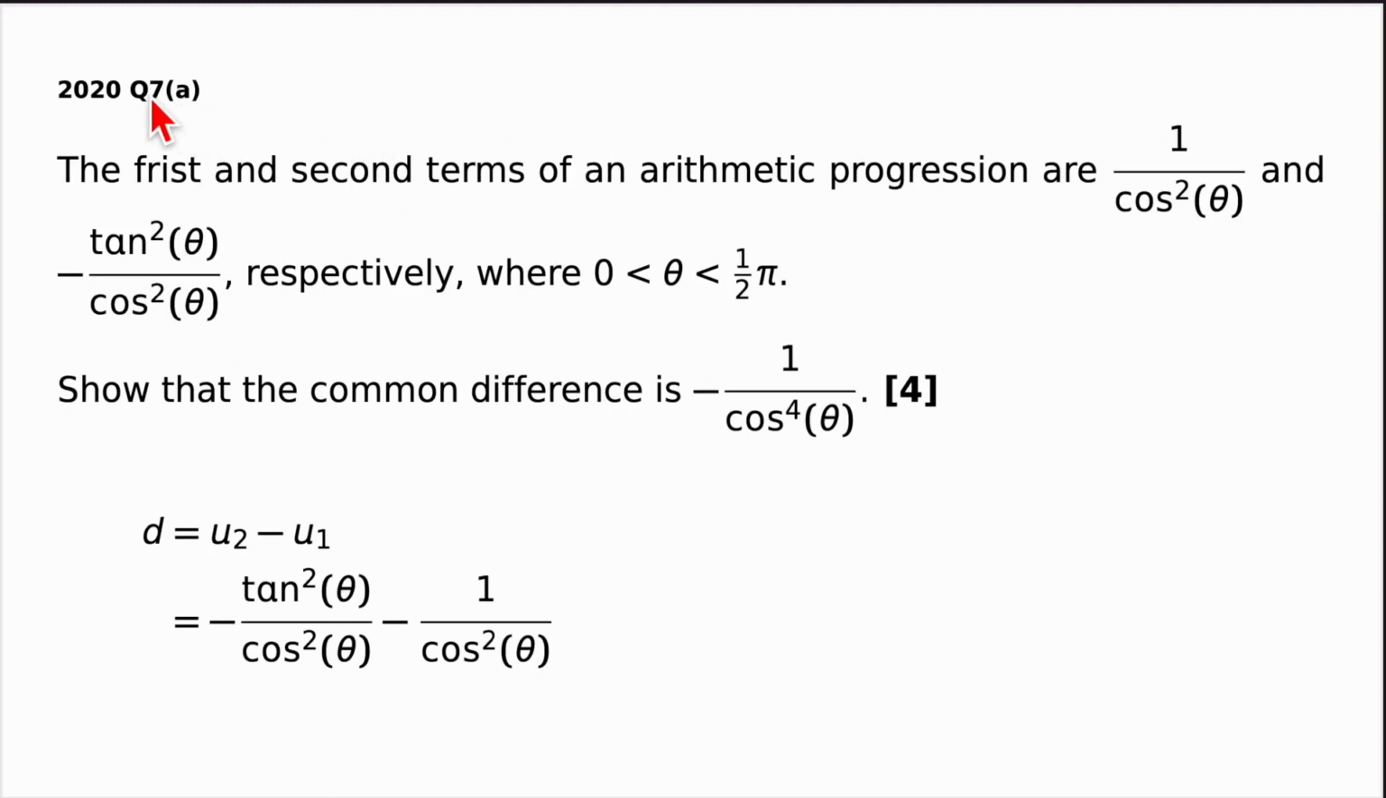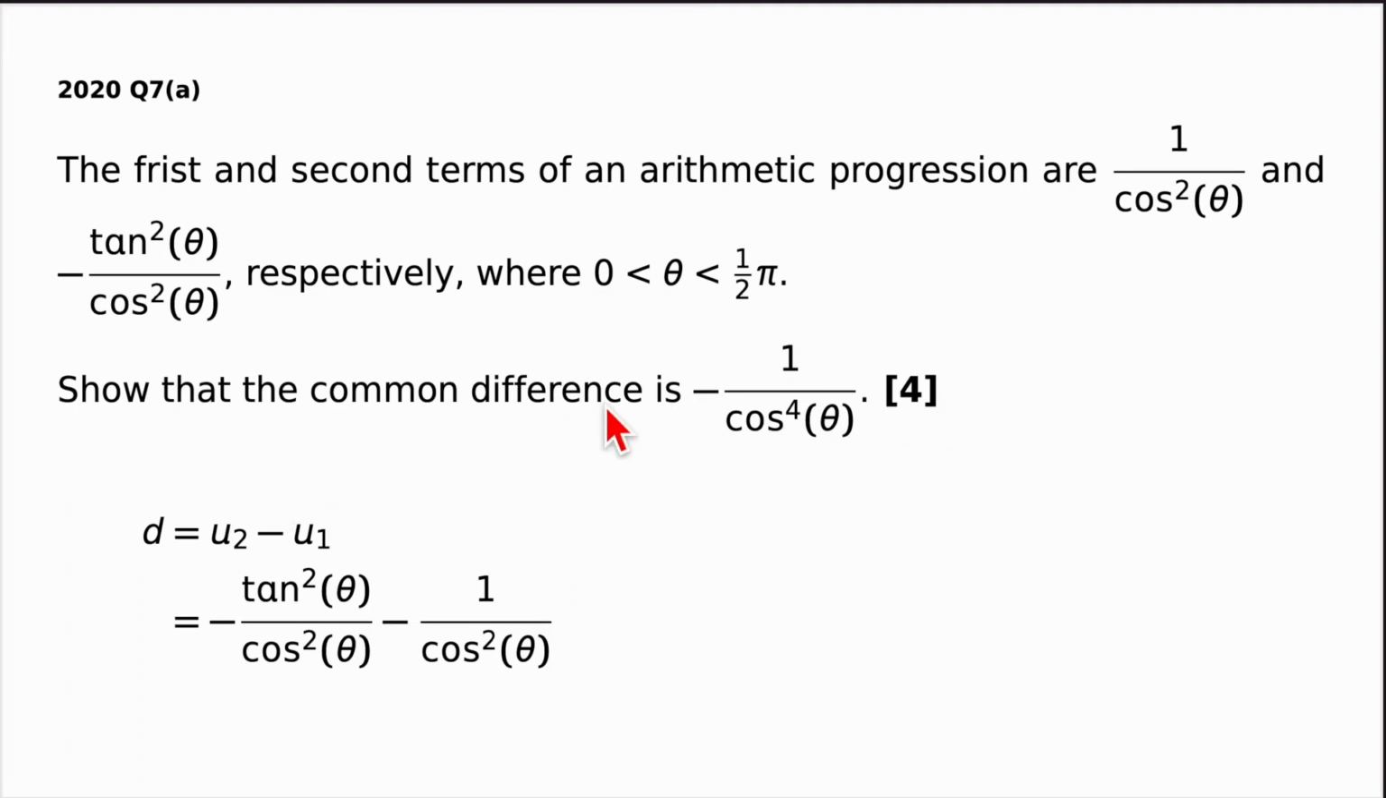Okay, and here's a question from 2020. It's part A. It says the first and second terms of an arithmetic progression, so this is one where you're adding the same amount each time, and what you're adding each time is called the common difference, are 1 over cos squared theta and minus tan squared theta over cos squared theta, respectively, and we're told that theta is between these bounds. It says, show that the common difference is minus 1 over cos to the power of 4 theta, and this is with 4 marks.